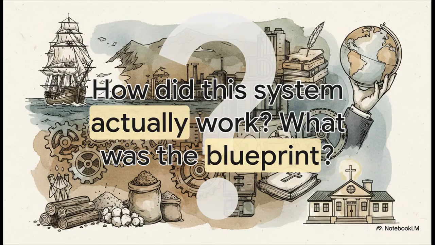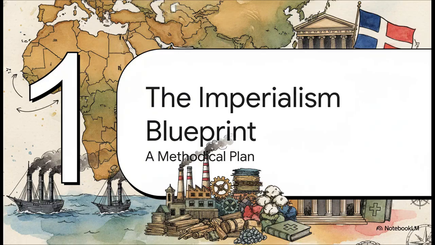Okay, so knowing the definition is one thing, but how did European powers actually pull this off? How did they take this concept and turn it into a reality across massive continents? What was the actual blueprint they were following? And blueprint really is the perfect word for it, because this wasn't just random. It was a very methodical plan, right? It had specific, interconnected parts, and they were all designed to get to one particular outcome.